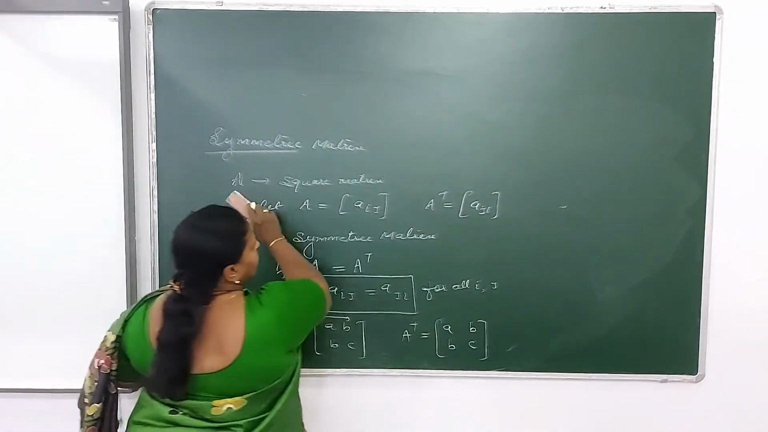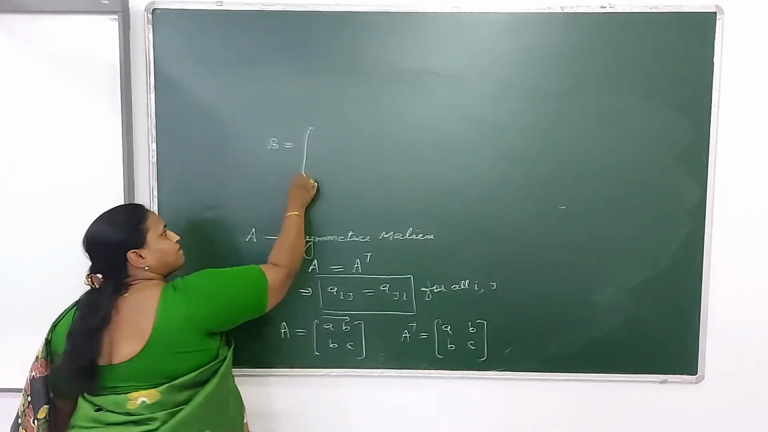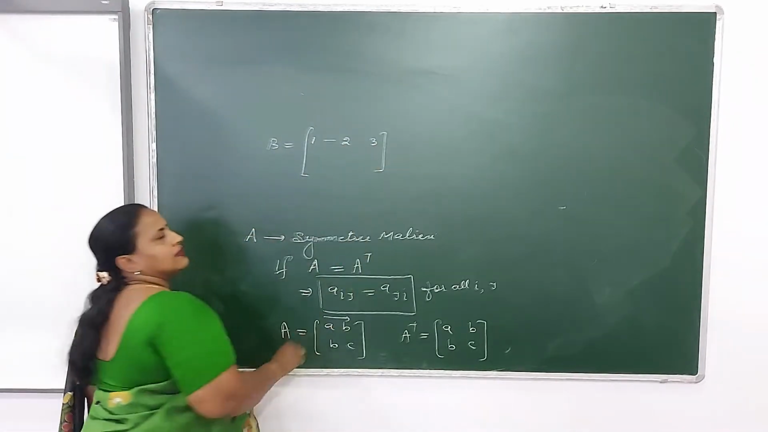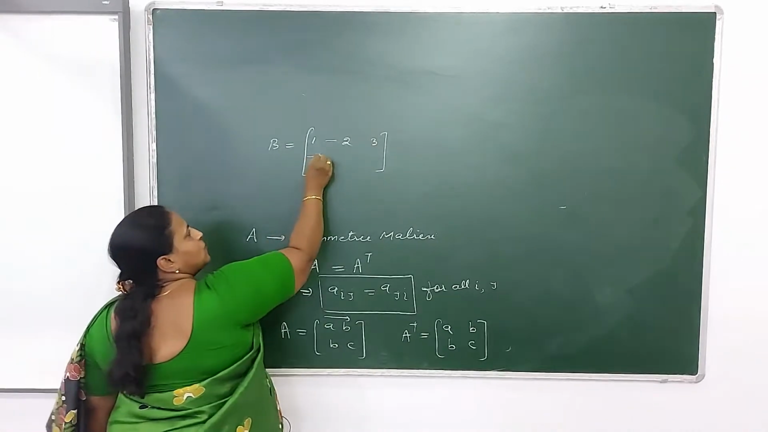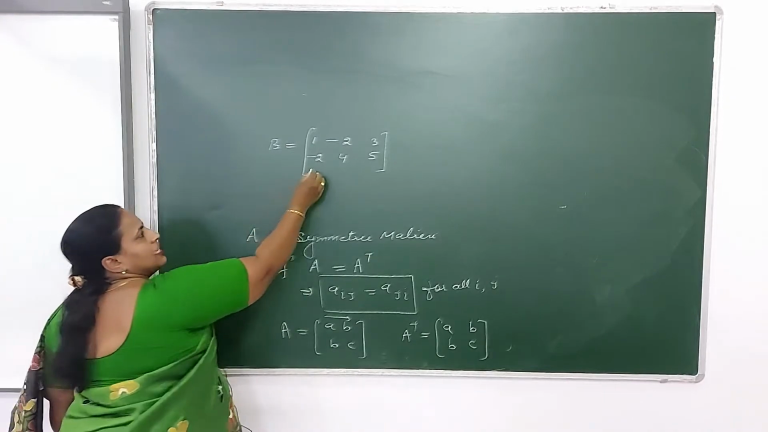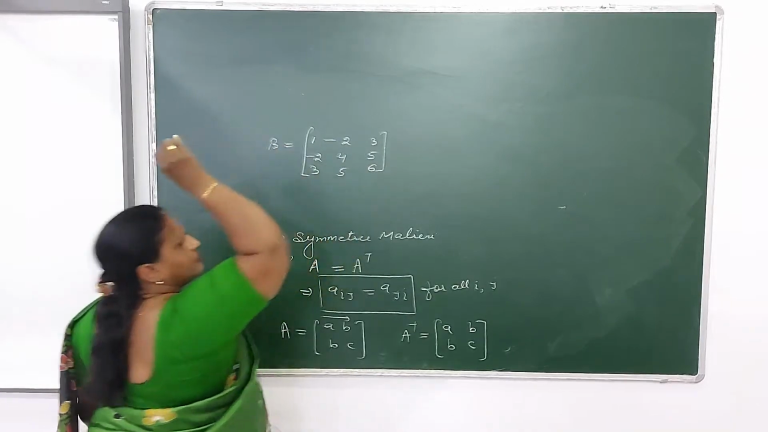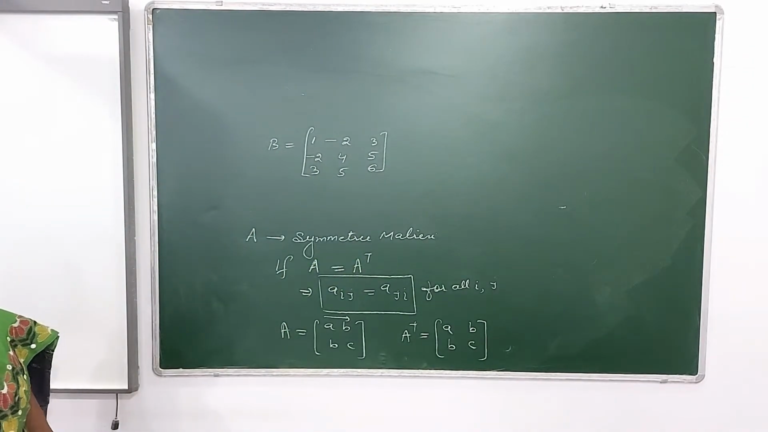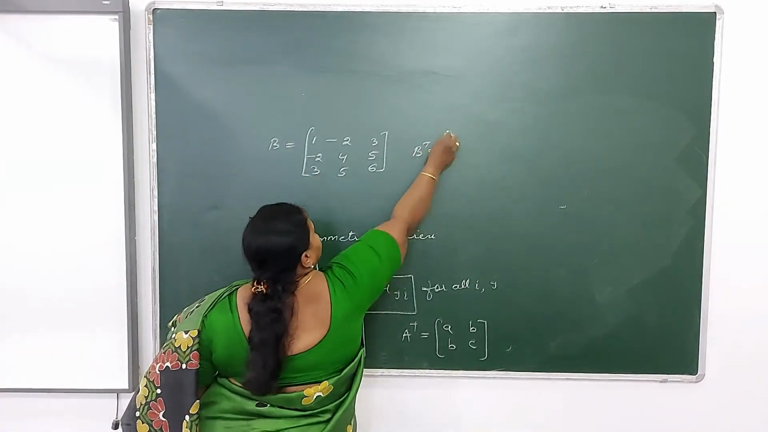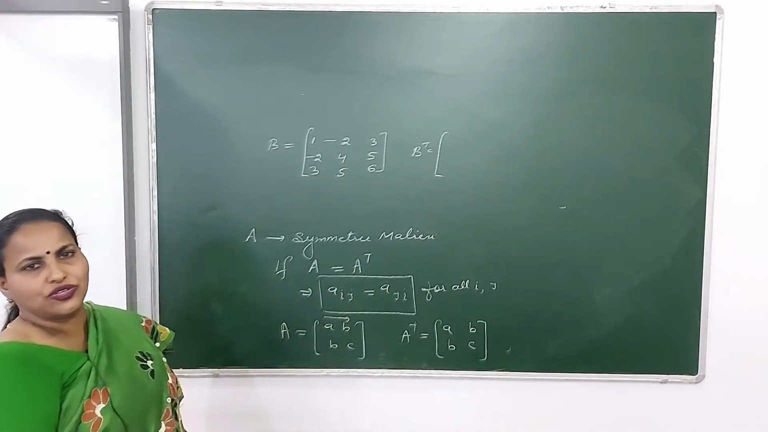Okay, one more example. Let B be equal to the matrix 1, -2, 3; -2, 4, 5; 3, 5, 6. Let us check this. Find the transpose of this. When you find out the transpose, let us interchange the row to the column or the columns to the row.